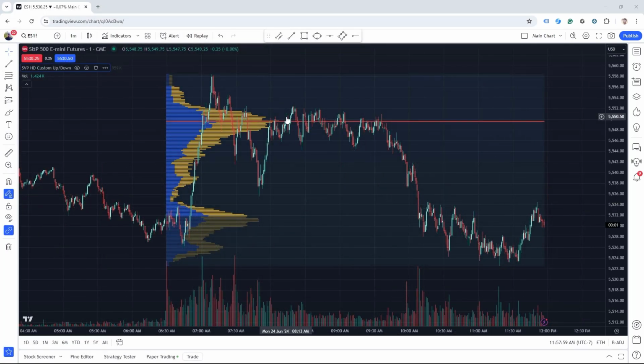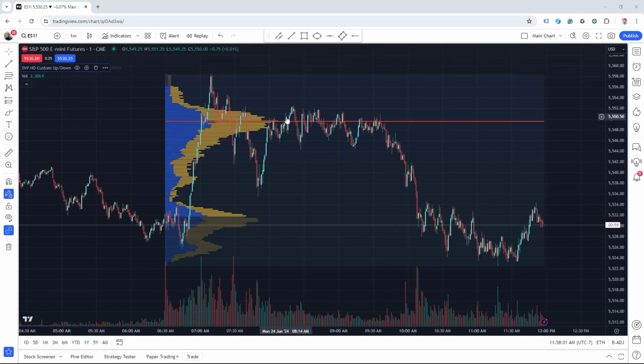On an S&P 500 E-mini futures chart, it would look something like this. You get a horizontal histogram overlaid onto the price chart. This indicator contains 3 key pieces of information. The point of control. This is the price level boasting the highest traded volume, often highlighted with a red line. This can also act as a magnet for future price action.